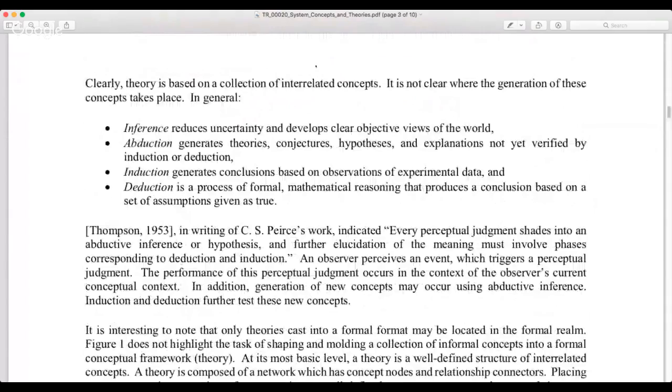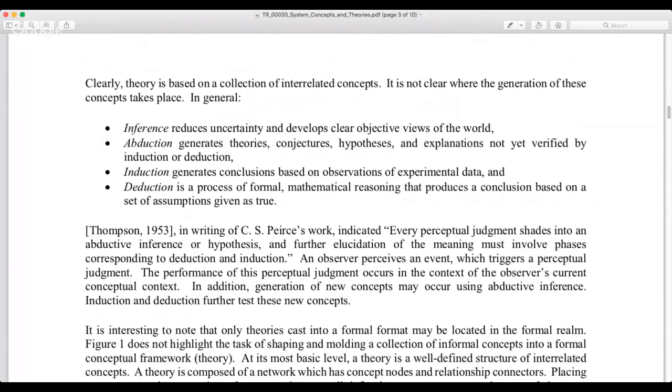The theory is based on a collection of interrelated concepts, right? So that's clear where the generation of the concepts takes place. And this is another interesting area, especially in systems, that needs to be thought about, to determine where we can leverage these processes to get the most benefit from them in our data collection and generation. But inference reduces uncertainty and develops clear, objective views of the world.